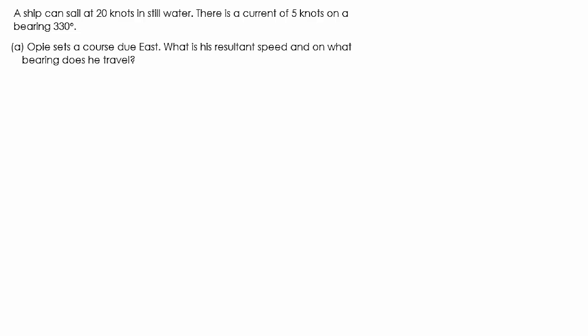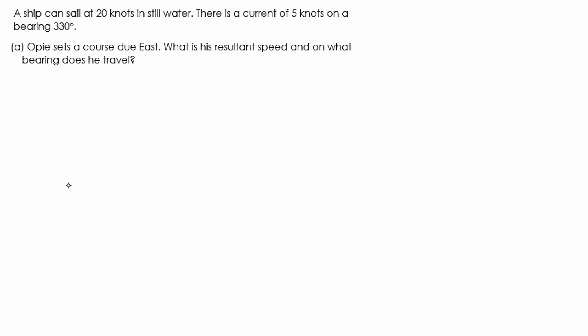A ship can sail at 20 knots in still water. There is a current of 5 knots on a bearing of 330 degrees. Opie sets course due east. What is his resultant speed and on what bearing does he travel?